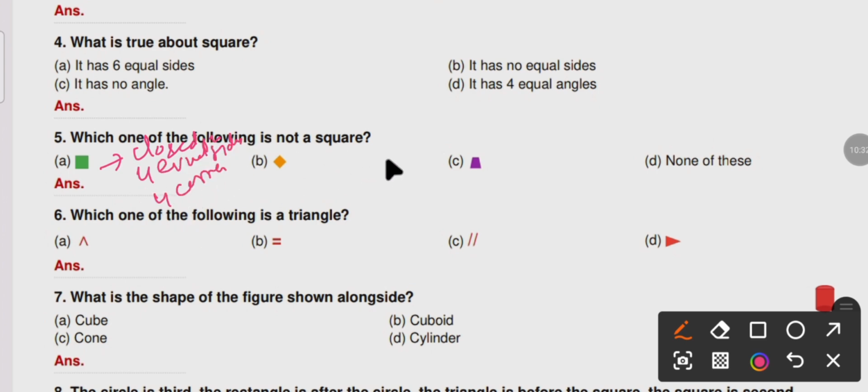Okay, so these are the options. We have to find which one is not a square. Okay, so first option, that is square because it has 4 equal sides and 4 corners. Next, it also square because it has 4 sides and 4 corners. Next, this is not a square, this is different shape. Why? This is the shape of trapezium, because in this shape the 4 sides are not equal.